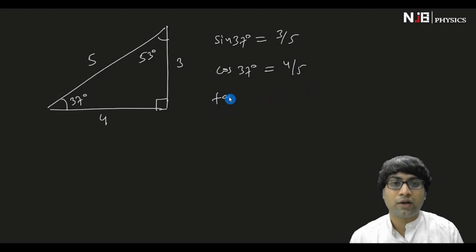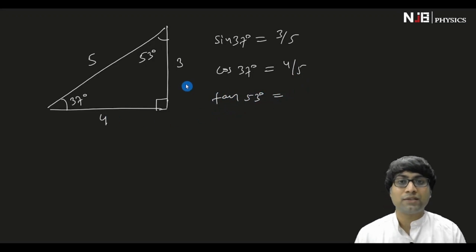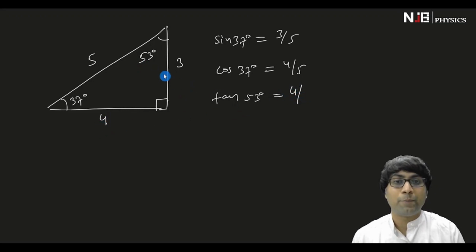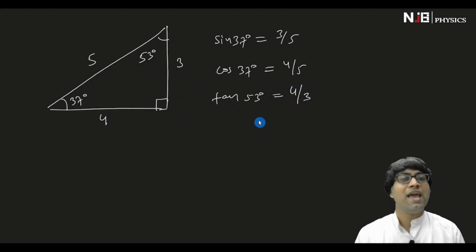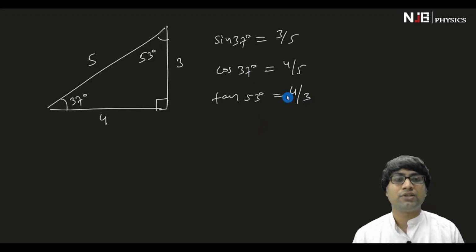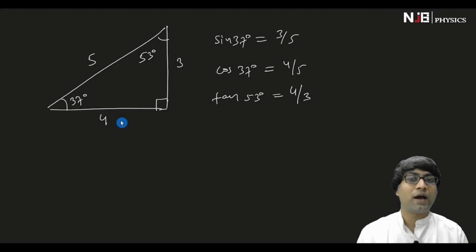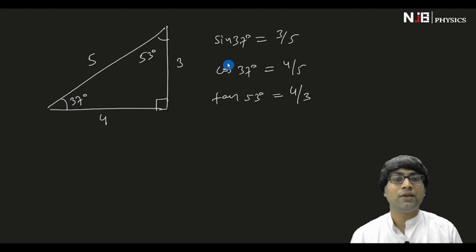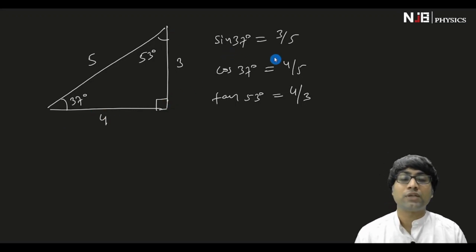If you want to write the value of tan of 53 degree, it is going to be perpendicular upon base. So for 53 degree, perpendicular is 4, base is 3, so it's 4 by 3 and so on. So we don't have to memorize each and every value. You just need to memorize this triangle in your mind. If it is there in your mind, then you can write down whatever value is needed as per the situation. So this is all about how to find out the trigonometric ratios with respect to any angle.